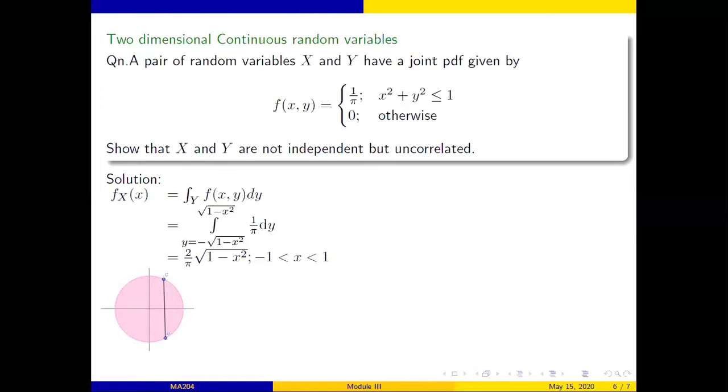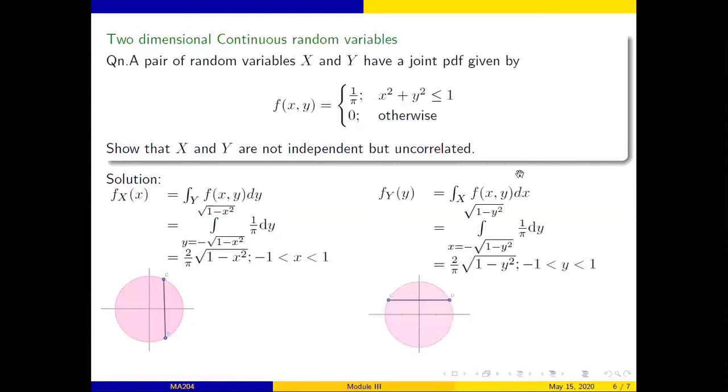Their y is negative, so we have y is equal to minus root of 1 minus x square. The topmost point C is in the first quadrant where y is positive, so the maximum value is y is equal to root of 1 minus x square. Integral from minus root of 1 minus x square to plus root of 1 minus x square of 1 by pi dy. So after integration, it is simply 2 by pi root of 1 minus x square, and the limit of x is from minus 1 to plus 1.